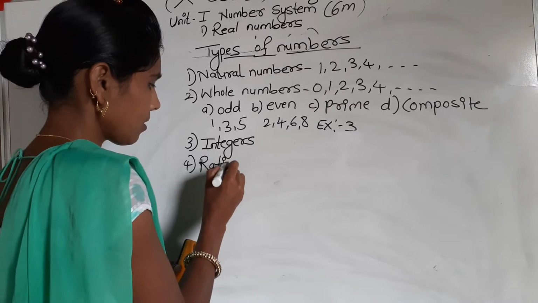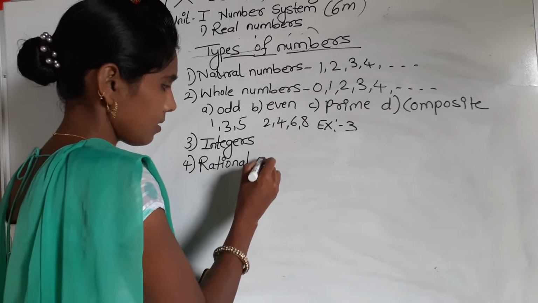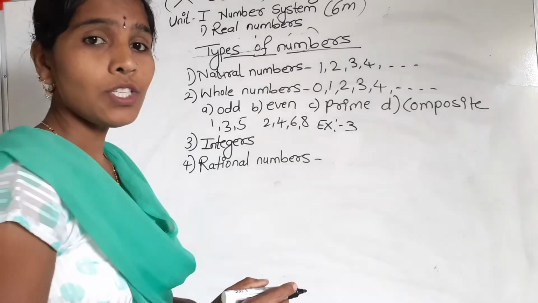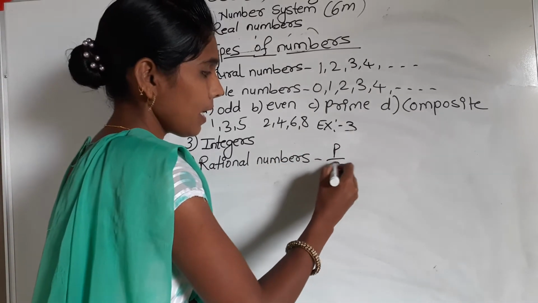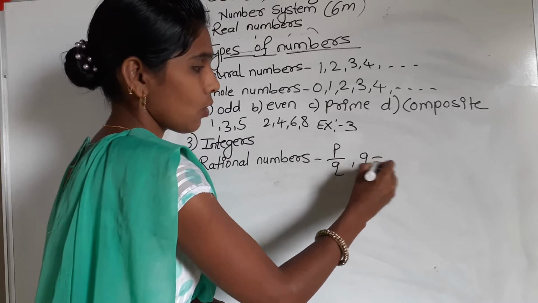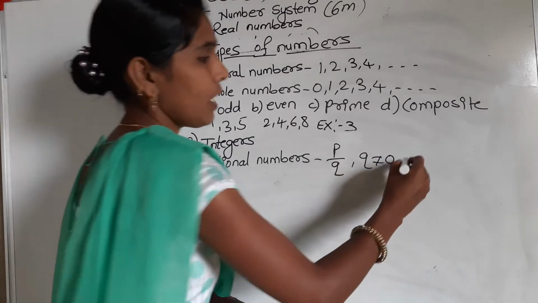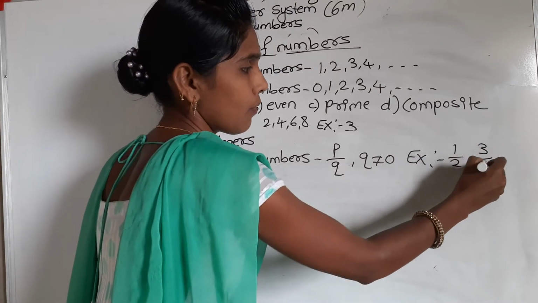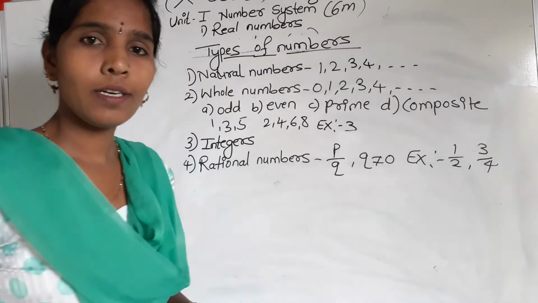Next, rational numbers. Rational numbers are of the form p by q, where q is not equal to 0. For example, 1 by 2, 3 by 4, these are rational numbers.